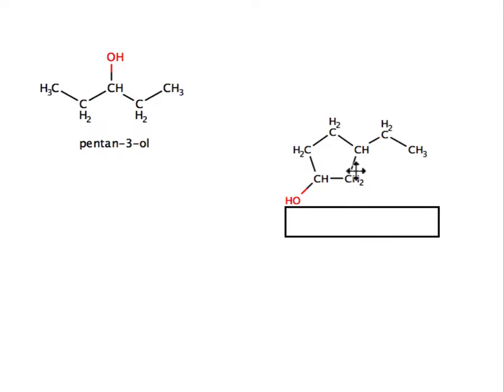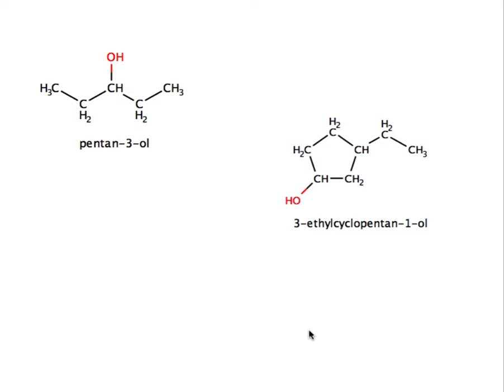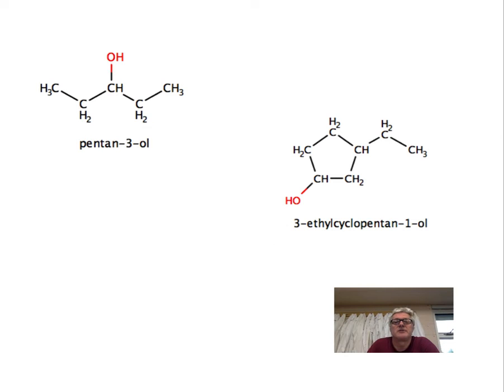And finally, this looks a little complicated, but there's a cyclic pentane with an OH group, so that's cyclopentanol. That's going to be carbon 1, and so I have a branch on carbon 3, and that is an ethyl branch. So 3-ethylcyclopentan-1-ol. So that's an introduction to functional groups.